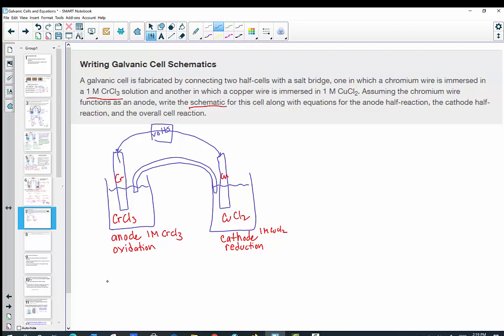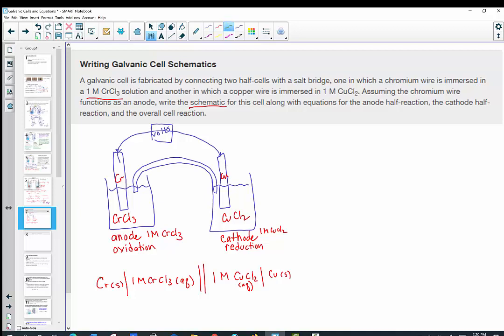So the anode side, the chromium starts as a solid. It is separated by a parallel line to represent the interface, the site of this oxidation. And we have a 1 molar chromium 3 chloride solution. Make sure you remember it's aqueous. Separated by a salt bridge. On the other side, we have a 1 molar copper 2 chloride solution separated by elemental copper. Remember your phases there. I have to remember it's aqueous and solid.